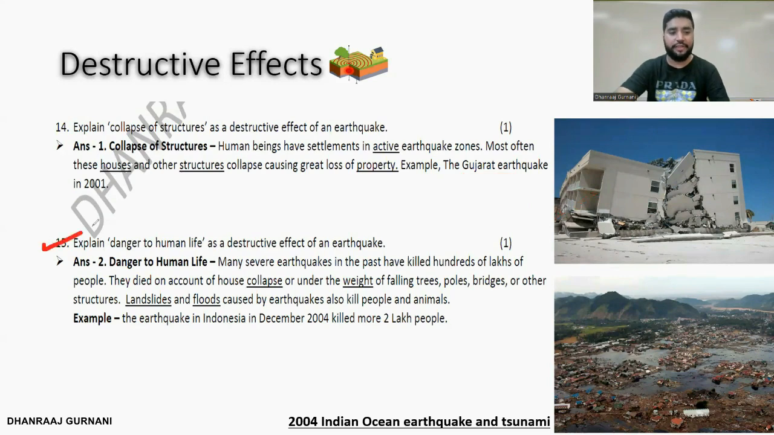Second destructive effect, danger to human life. How is danger to human life explained as a destructive effect of an earthquake? Many severe earthquakes in the past have killed hundreds of thousands of people. They died on account of house collapse, under the weight of falling trees, poles, or other structures. Landslides and floods caused by earthquakes have also killed many people. For example, the earthquake in Indonesia in December 2004 killed more than 2 lakh people.